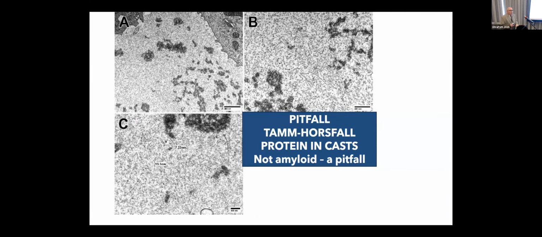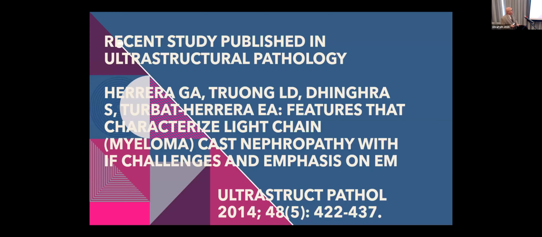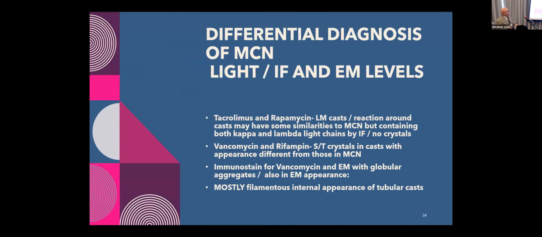Now, that is Tamm-Horsfall protein. It is perpendicular to one another, thicker than the typical amyloid, and it will fill the lumen, as you can see, and it could be admixed with any of the other things that I have shown you before. If you want more details, you can go to our article in Ultrastructural Pathology.